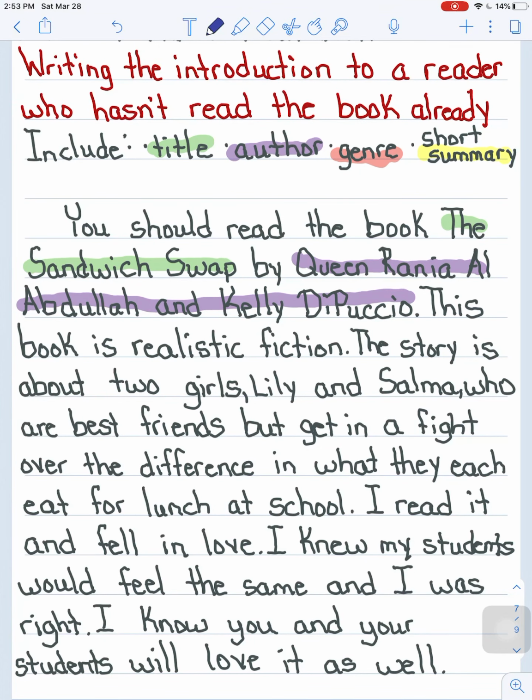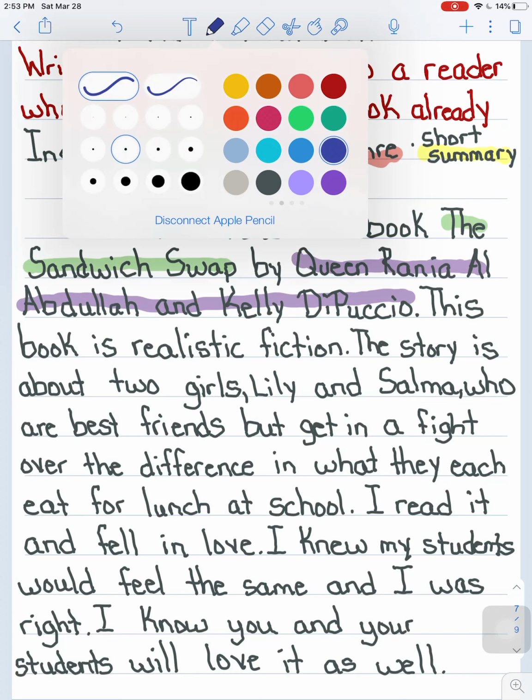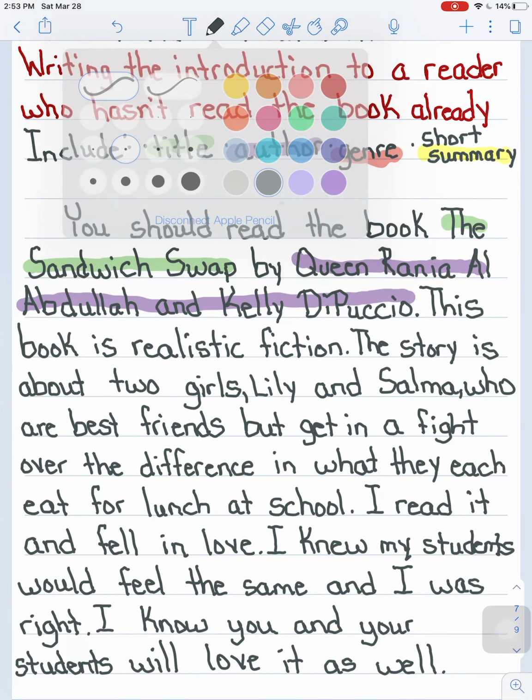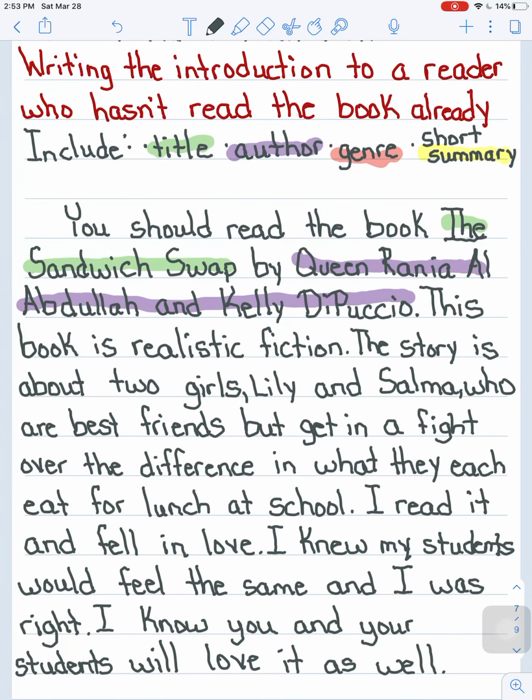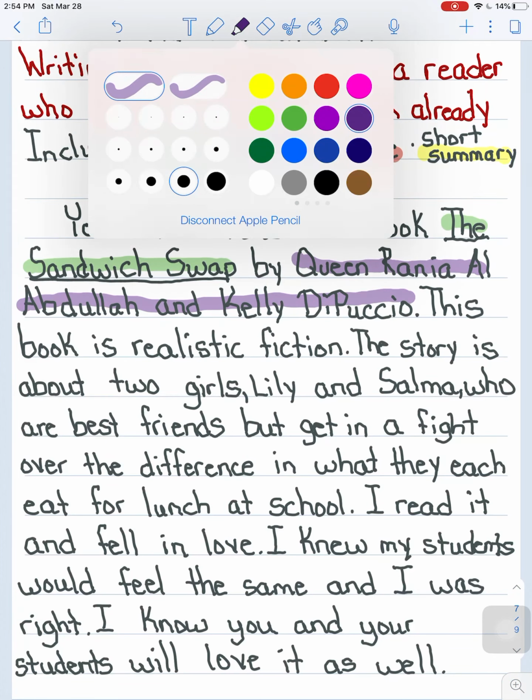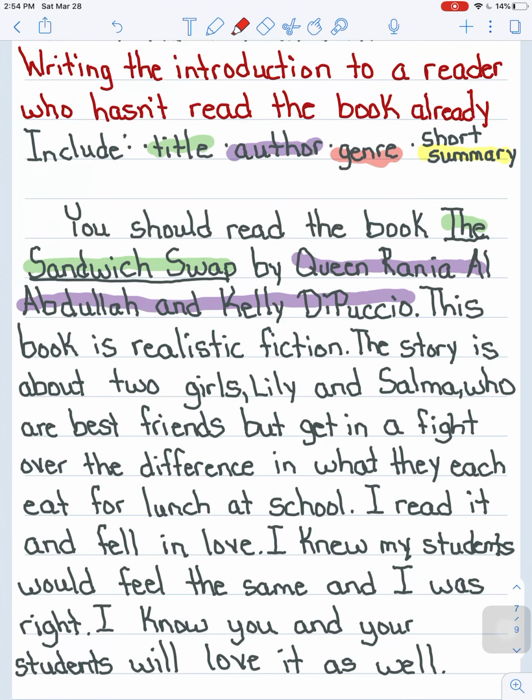And there's one more thing I need to do. We need to make sure we underline the title of the book when we're writing. Okay, so then I continued. I said this book is realistic fiction, which is the genre of the story. So right here is where I told the genre, the type of book.